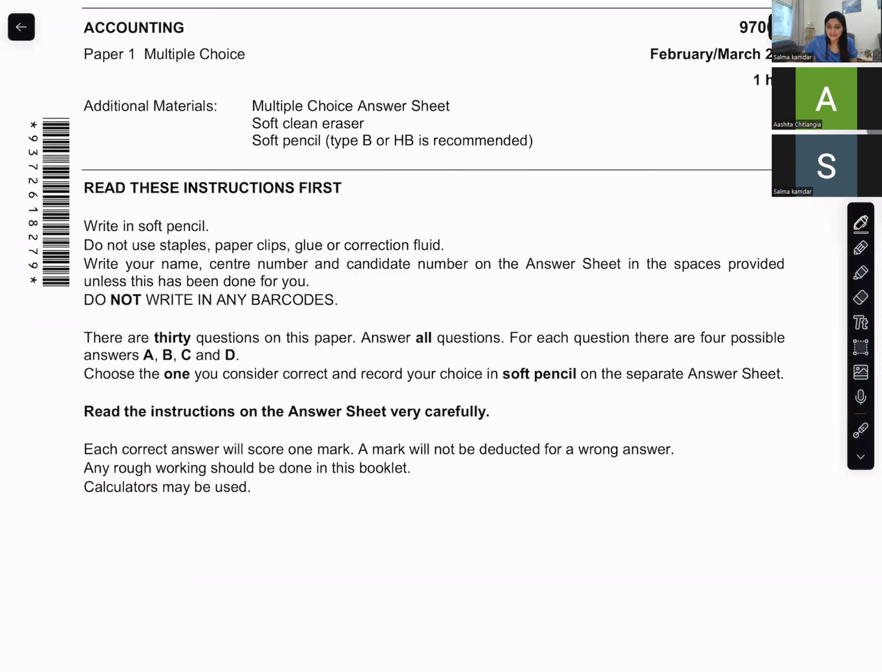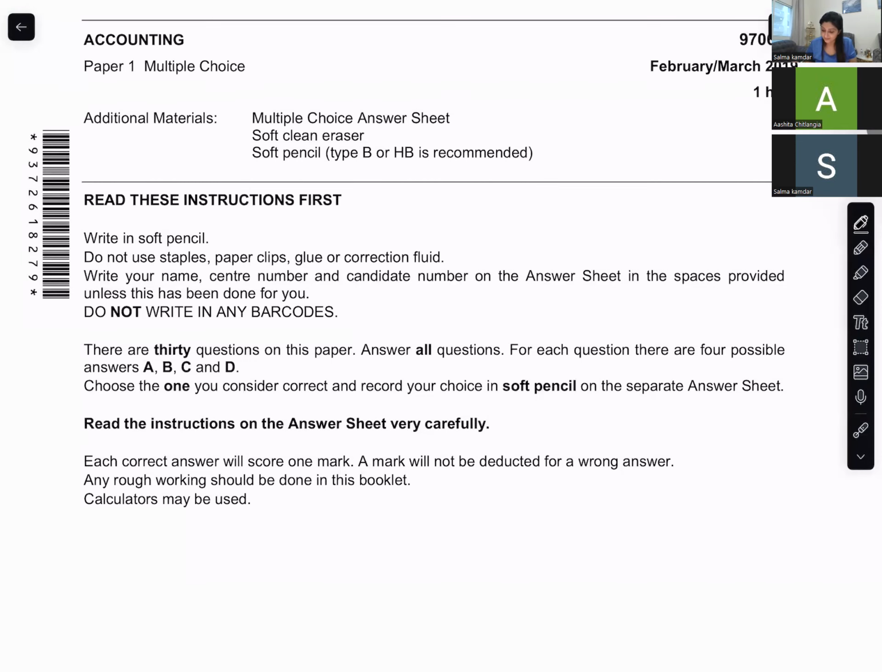February-March 2019, paper 22, paper 12.